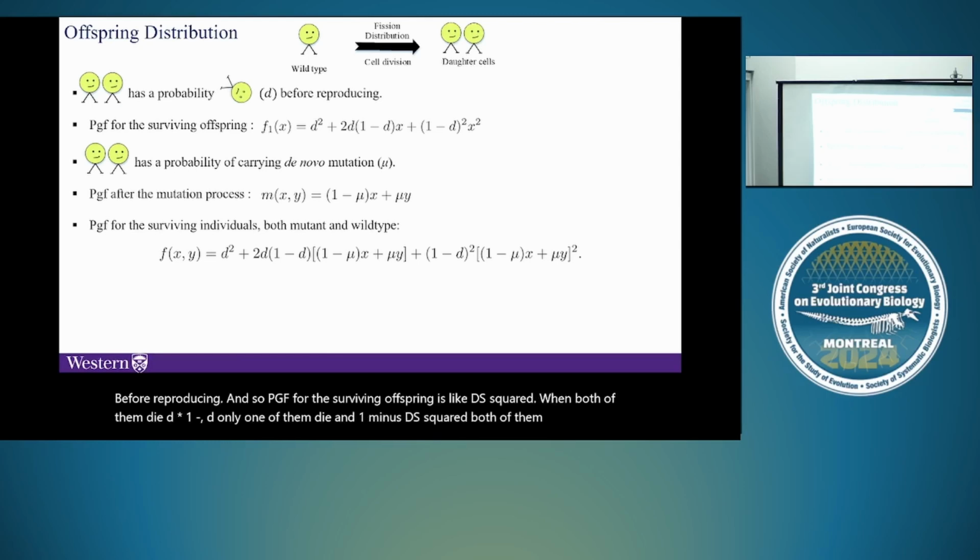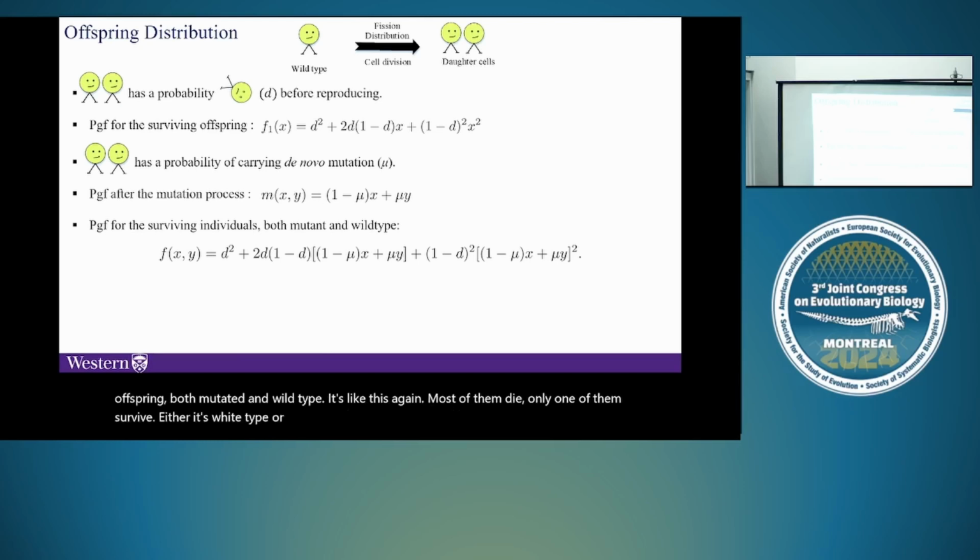Each daughter cell also has a probability of mutation, mu. So the PGF for the mutation process is: with probability 1 minus mu, the individual is wild type, and with probability mu, it's mutated. By composition of these two functions, we get the PGF for the surviving offspring, both mutated and wild type. Again, both of them die, or only one of them survives, either wild type or mutated.